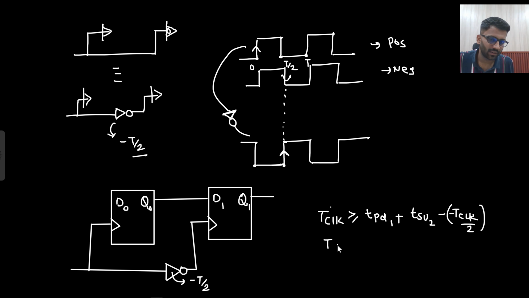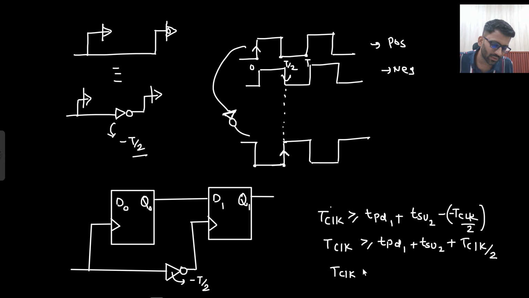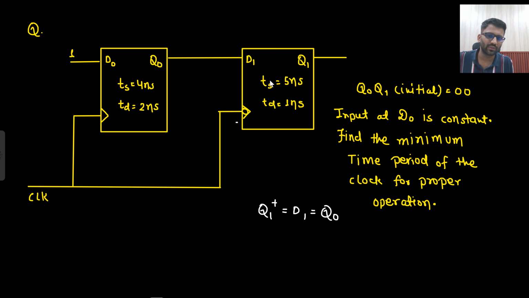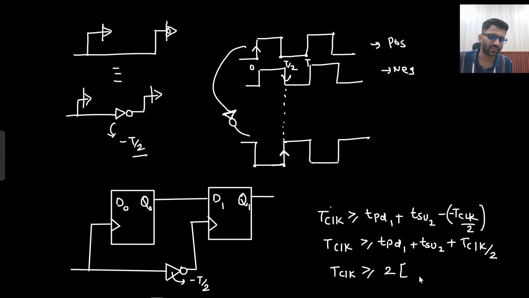So what you get here? T clock greater than or equal to TPD1 plus T setup plus T clock by 2. So this will become T clock by 2 only. So T clock should be greater than 2 times TPD1 plus T setup. What was your TPD1 here? 2 nanosecond. And what was your T setup? 5 nanosecond. 2 nanosecond plus 5 nanosecond. What answer you would get? That my T clock should be greater than or equal to 14 nanosecond. Okay, well and good. No doubt about that, right?